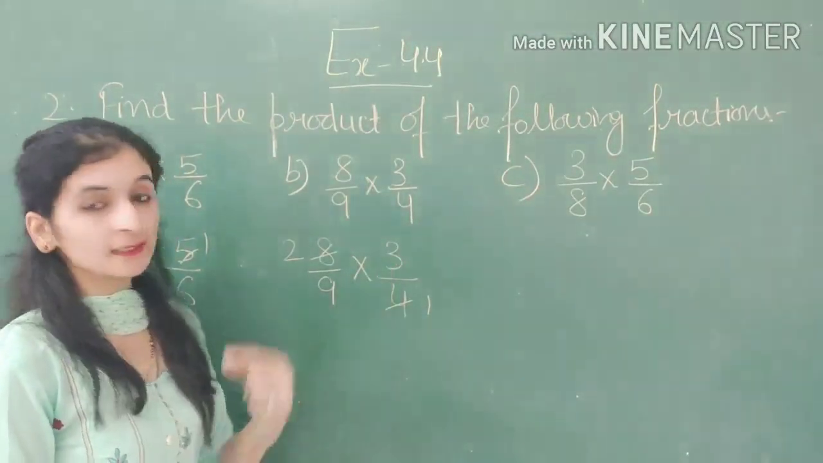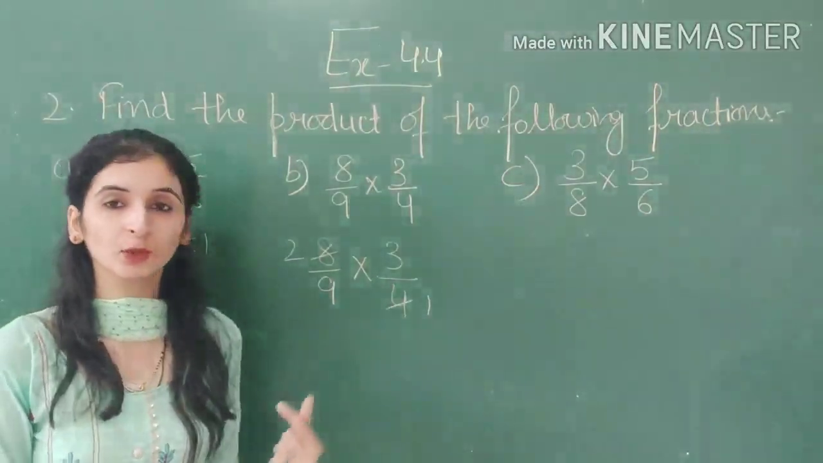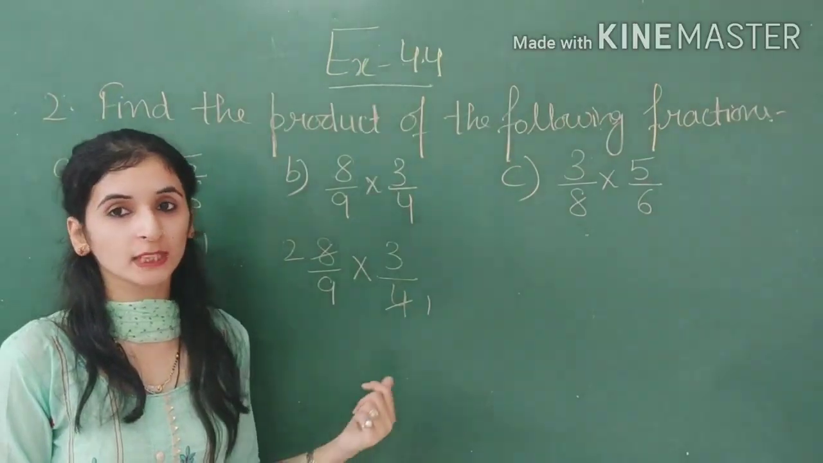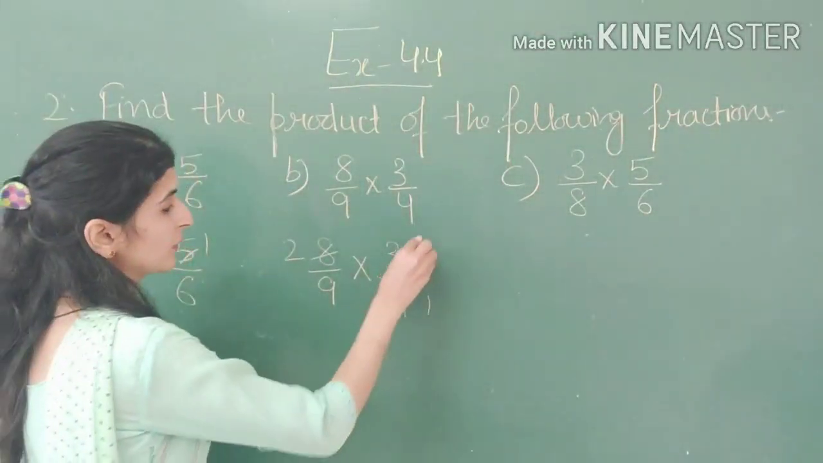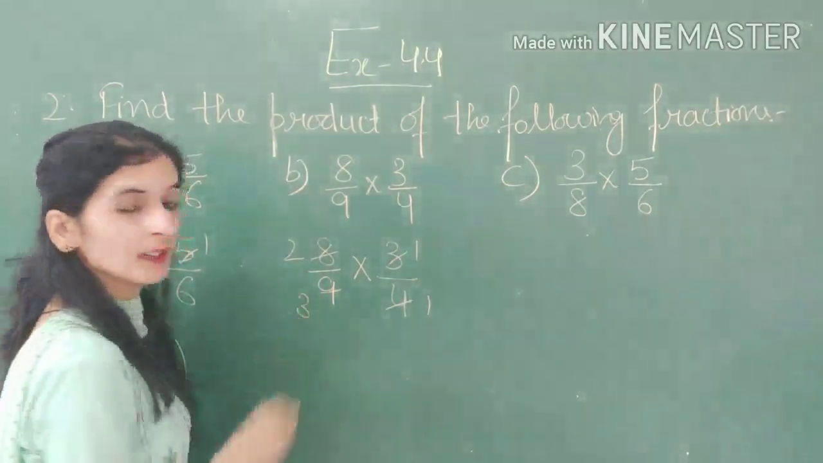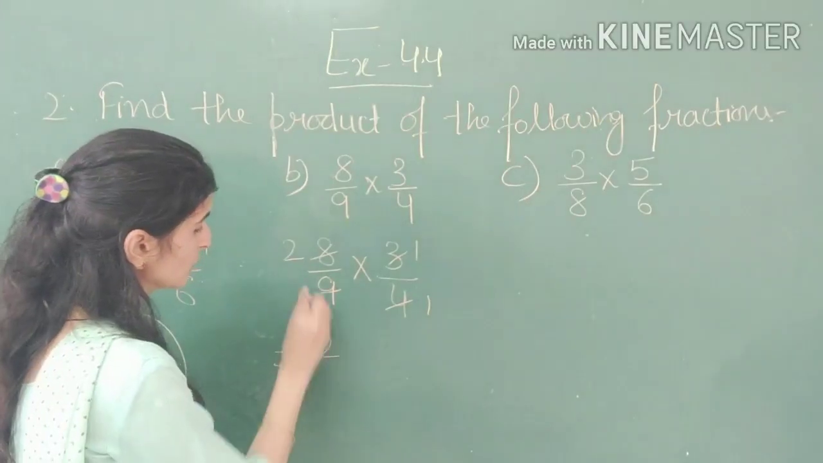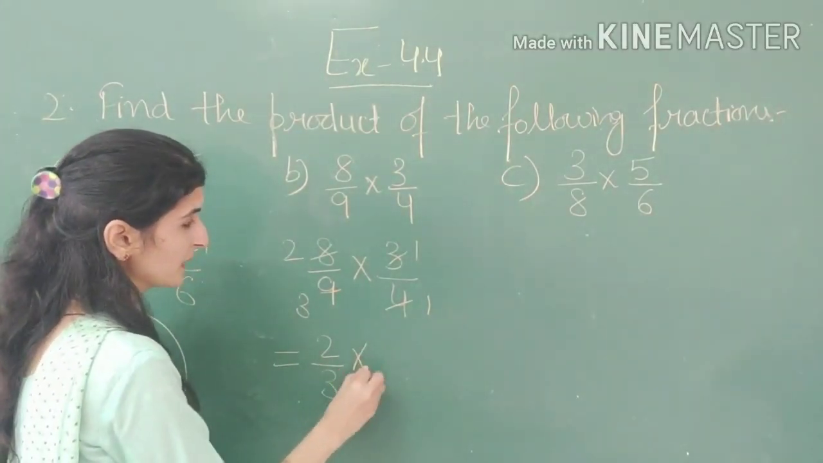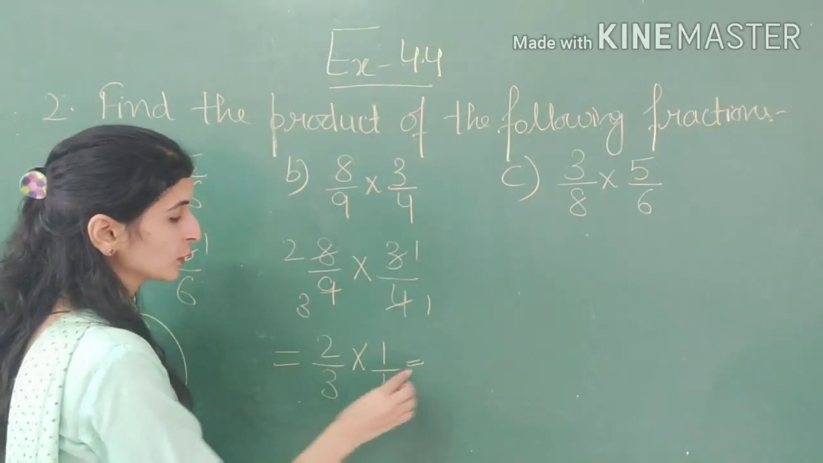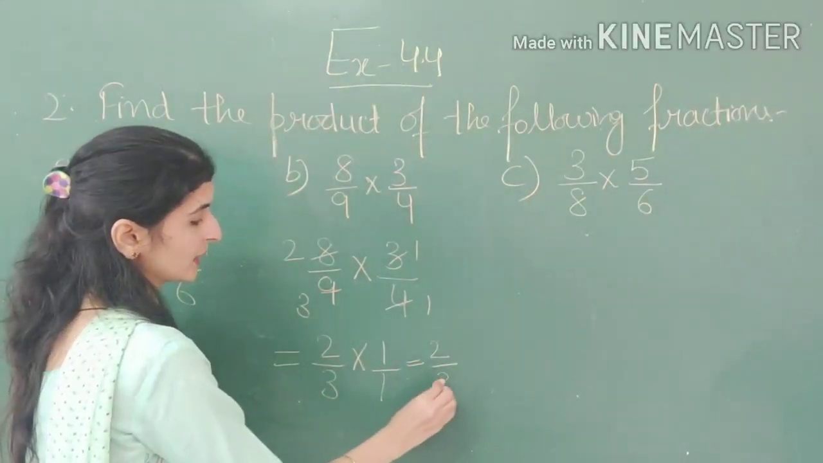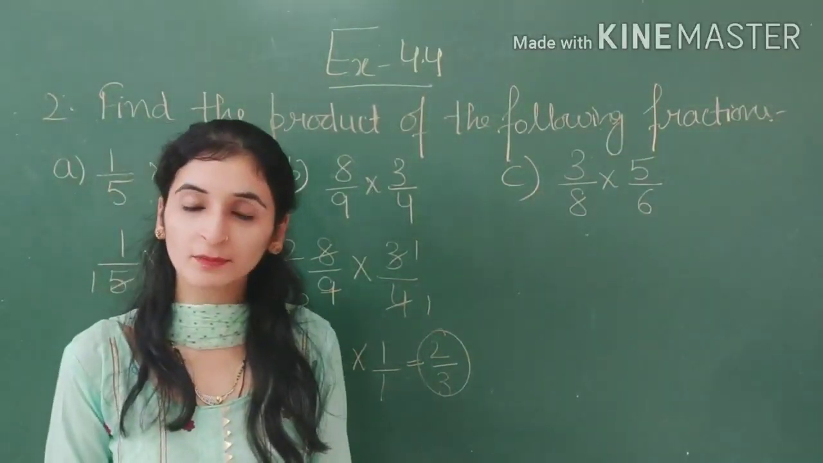Likewise, this 9 and 3 both are divisible by 3. It means they have the common factor 3. So we can divide this 9 and 3 both by 3. So 3 ones are 3 and 3 threes are 9. Now the remaining part we have is 2 by 3 multiplied by 1 by 1, and that is equal to 2 ones are 2 and 3 ones are 3. So the answer is 2 by 3.